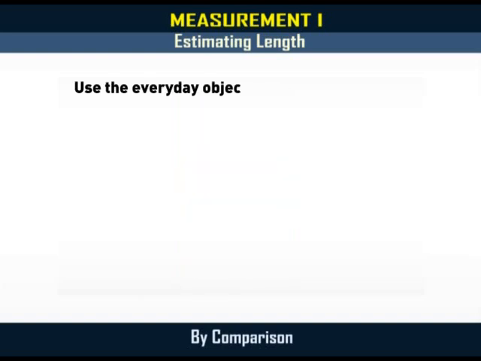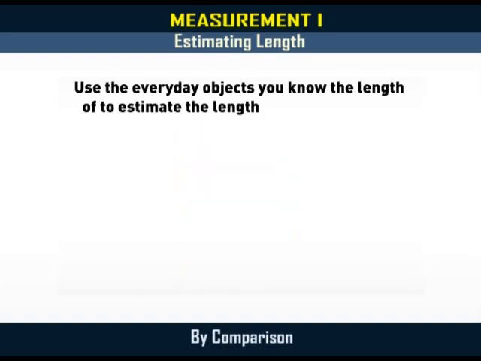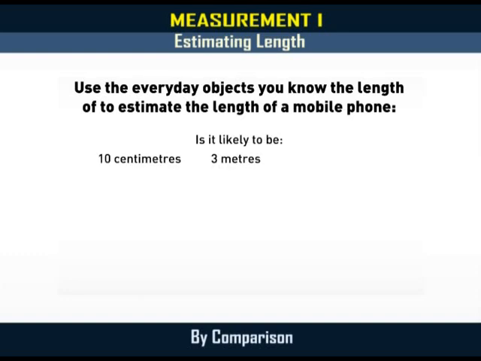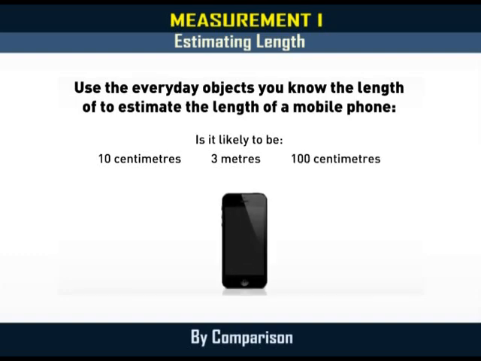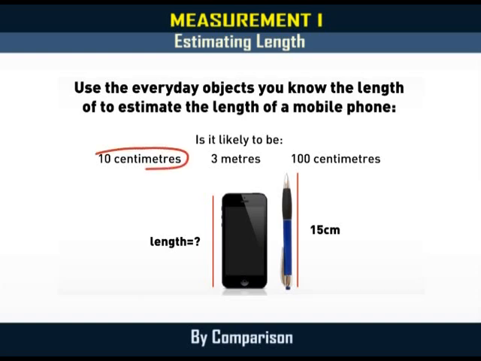Use the everyday objects whose length you know to estimate the length of a mobile phone. Is it likely to be 10 centimeters, 3 meters, or 100 centimeters? This is how long it is, so we would use centimeters to estimate its length. We can therefore compare the length of a phone to the length of a pen. If the length of a pen is about 15 centimeters, the phone is slightly smaller in length, so it's likely to be 10 centimeters.